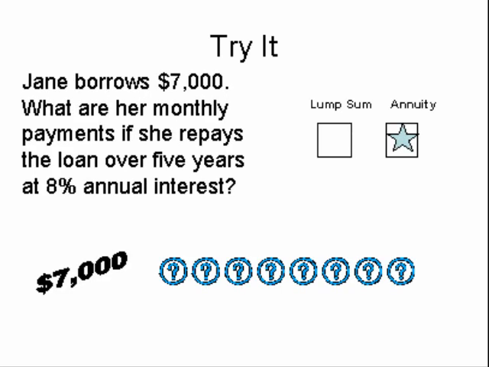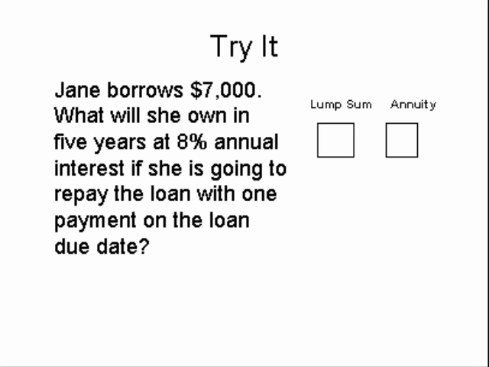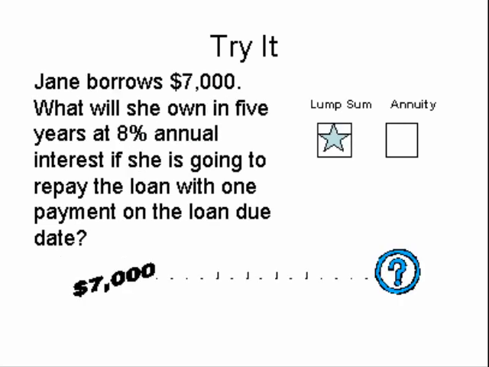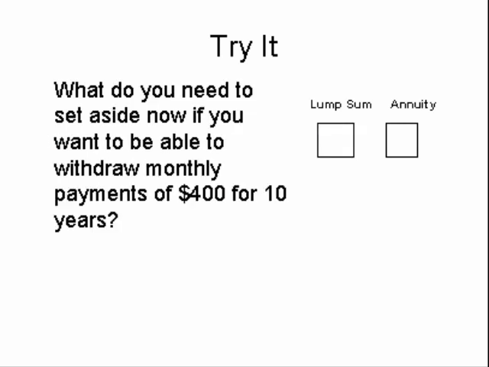That's right, you have an annuity. We have monthly payments, so we have $7,000, and we're going to make payments until that loan is totally paid off. That's exactly right. That's an annuity. Try this one. That's right, this is a lump sum because she's going to borrow $7,000 at the beginning. Nothing's going to happen in between except for interest is going to grow on the loan, and then she'll repay it at the end. Try this one.